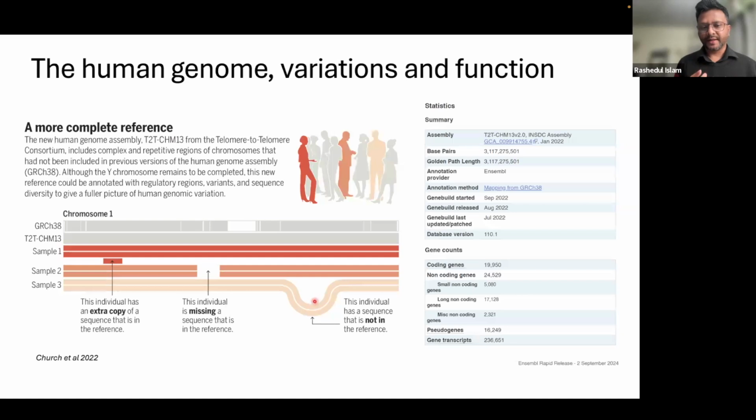So those differences give us the diversity and variation between the individuals. Often these variants, genomic variations, are also associated with certain diseases.